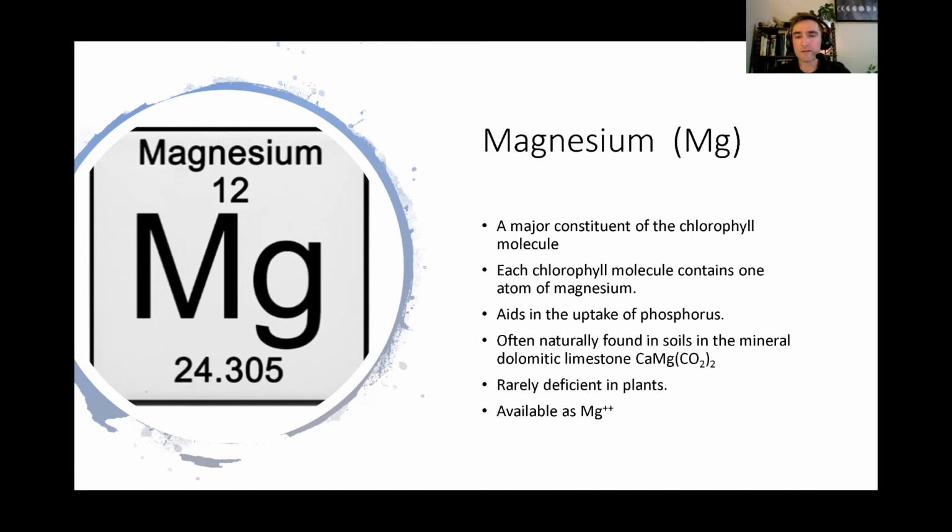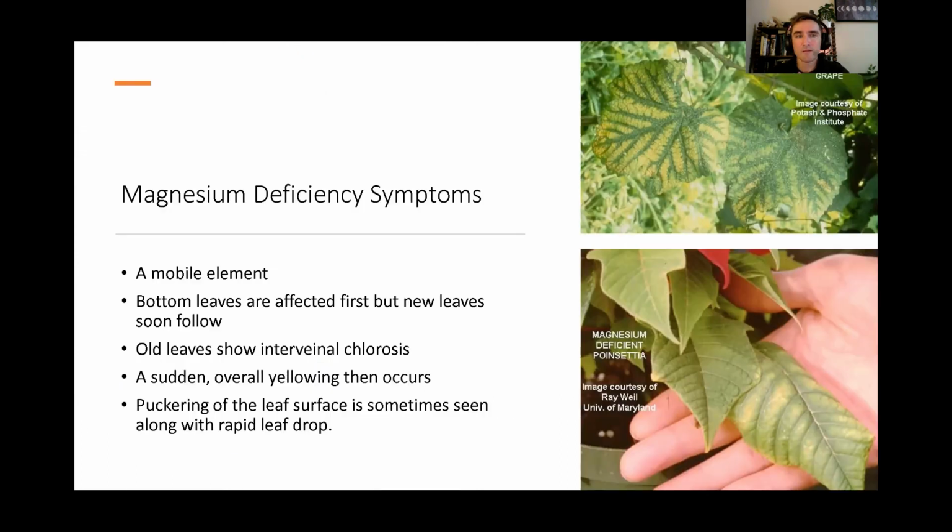It's often found in dolomitic limestone. Again, just like calcium, this is rarely deficient in plants. Magnesium is a mobile element, so therefore the bottom leaves will show the symptoms first. And what we see with a magnesium deficiency is the condition called interveinal chlorosis. Chlorosis is the leaf turning yellow.